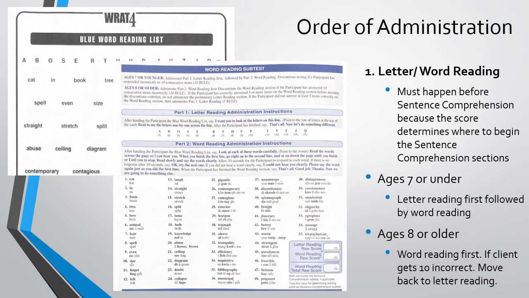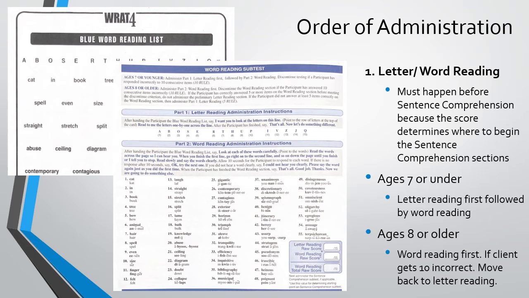One thing to keep in mind is that there are a total of 4 subtests for the WRAT. When beginning the test, you will need to do the letter and word reading subtest. This is to be done before the sentence comprehension subtest because the score you gather from this test will determine your starting point later. If the client is 7 or under, they will begin with the letter reading and then move on to the word reading.